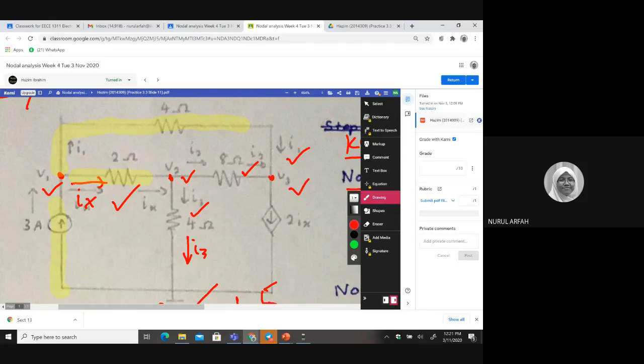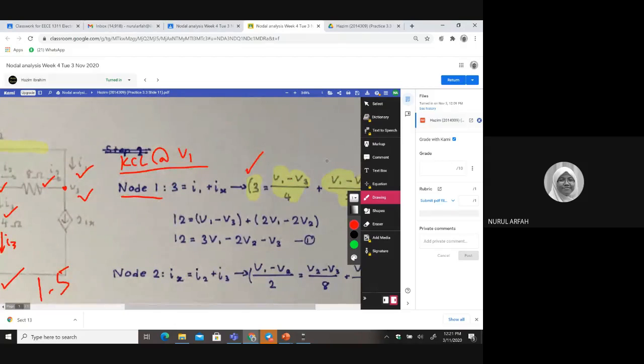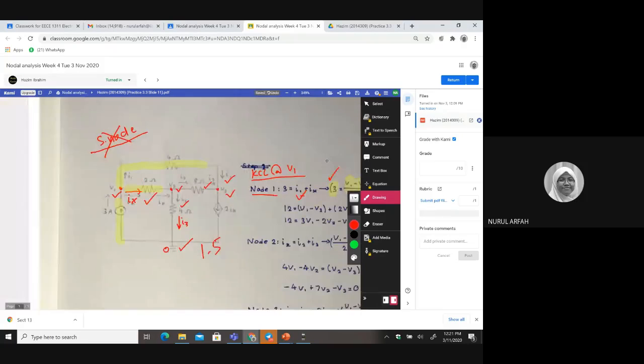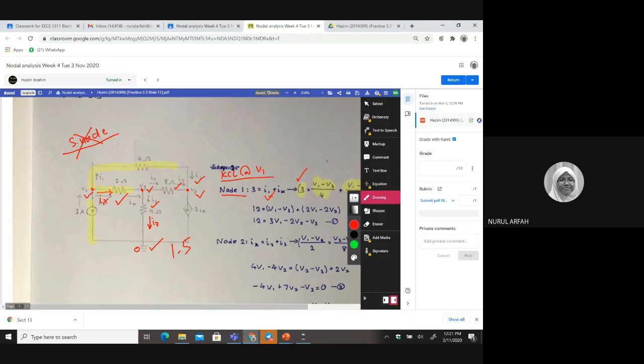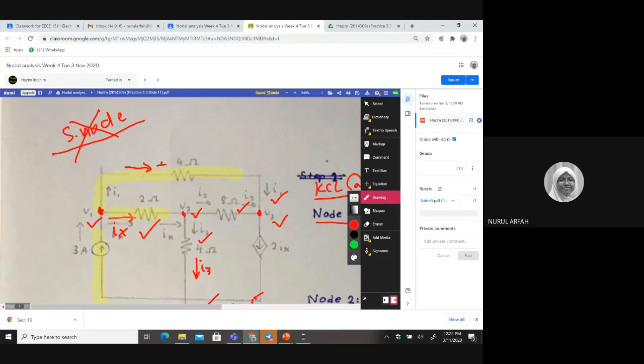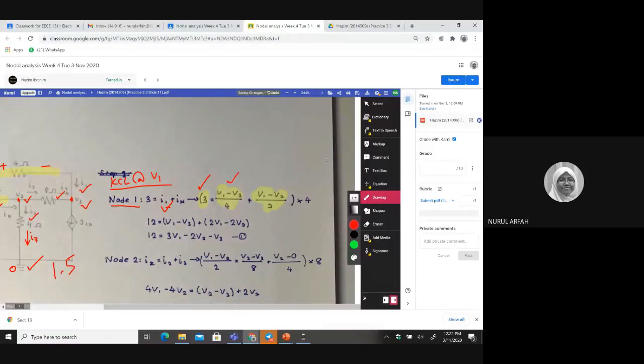So I1, IX, and 3, right? So I1 plus IX equal to 3. This is what Hazim did. Okay, very good. And then you have V1 minus V3 divided by 4. Why? How do you know which one to minus? The current is entering the passive element 4 here, so obviously this is positive and this part is negative. So the positive side is V1 minus V3 divided by 4. That's why Hazim has this equation.